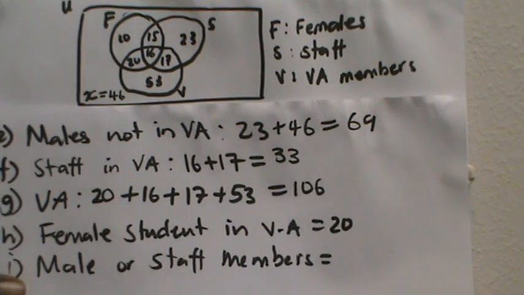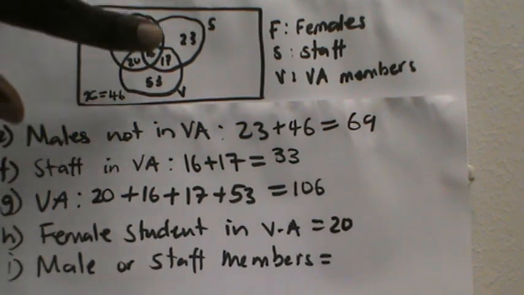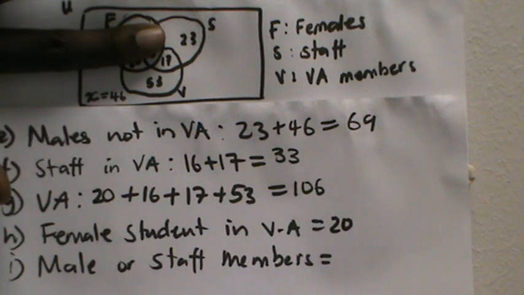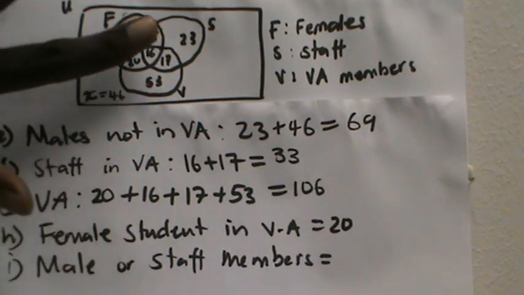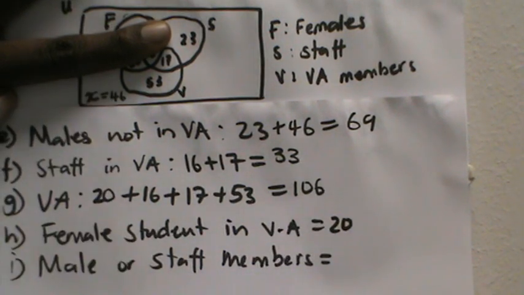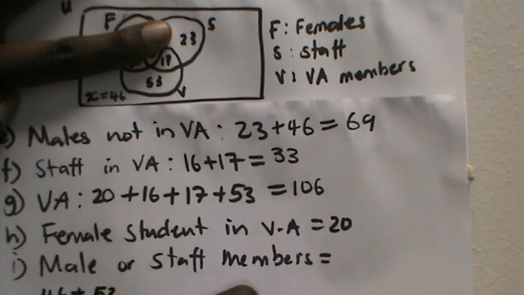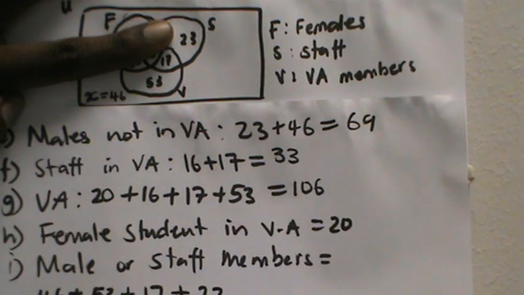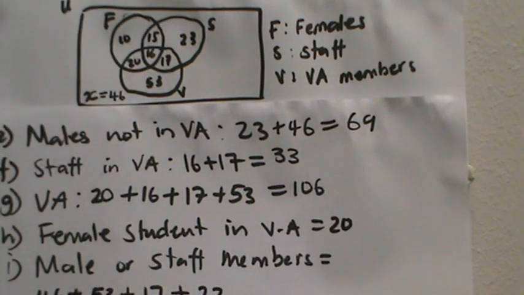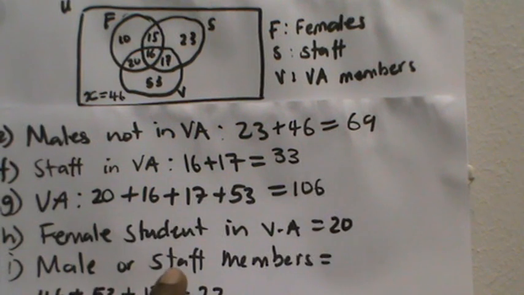So we want everybody in male, so that means anybody not female, so anybody outside this circle. So I can count all those. So I'll start right over here. I have 46, and then I have 53, and then I have 17, and I have 23. That is all the males. We said as long as you're male, you're invited. That is the first criteria. And then we say anybody who is a staff member.